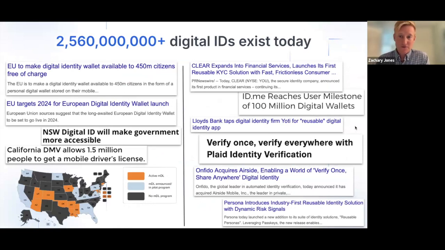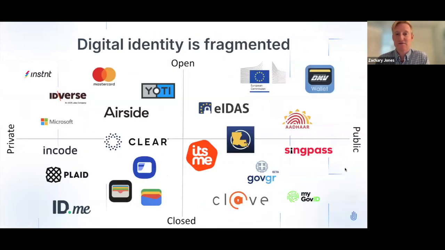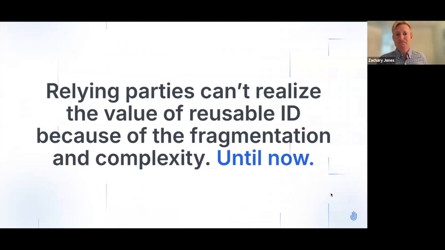Really what we see in the market is a lot of fragmentation in digital identity between what's happening in the US with mobile driver's licenses, and in the EU with eIDAS. And then there are a lot of great privately led networks that are global as well and concentrated in certain places. If you want to adopt digital identity right now, it's a little bit challenging to know what to do, what to integrate, where to start. Our belief is that relying parties can't actually realize the value of reusable identity because of the fragmentation and complexity.